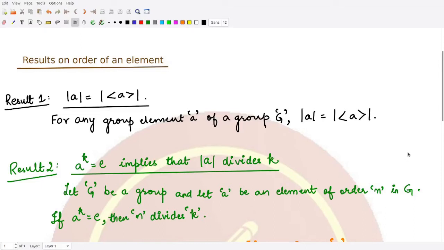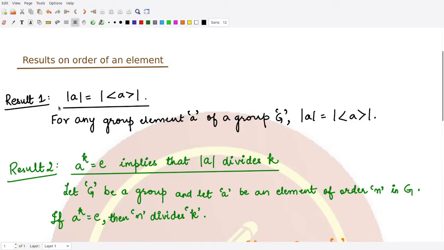In this video we'll be looking at more results on the order of an element. So let's start with the first result here. These results are based on and derived from the previous theorem as special cases, right?